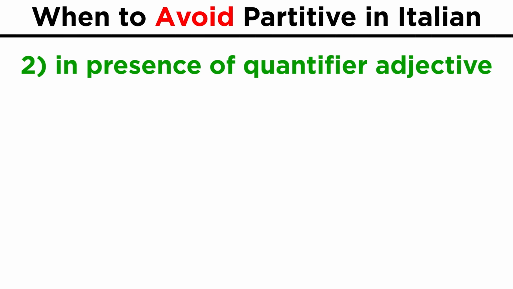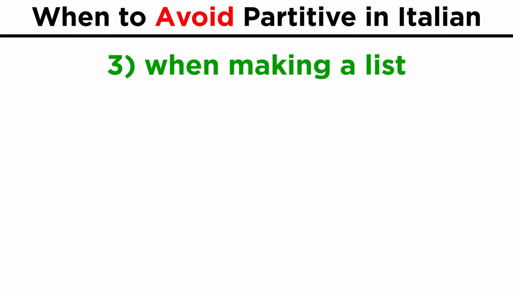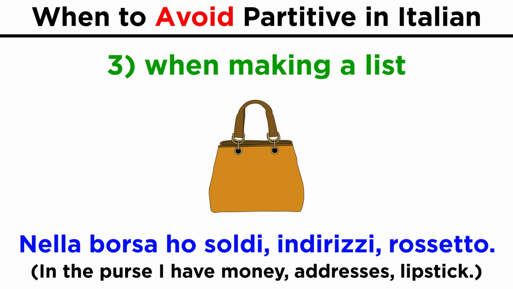Second, in the presence of a quantifier adjective. Tu mangi troppi dolci. We would not use partitive with a phrase like this because of the presence of troppi. And finally, when making a list. Nella borsa ho soldi, indirizzi, rossetto. We would not insert partitive in such a list.